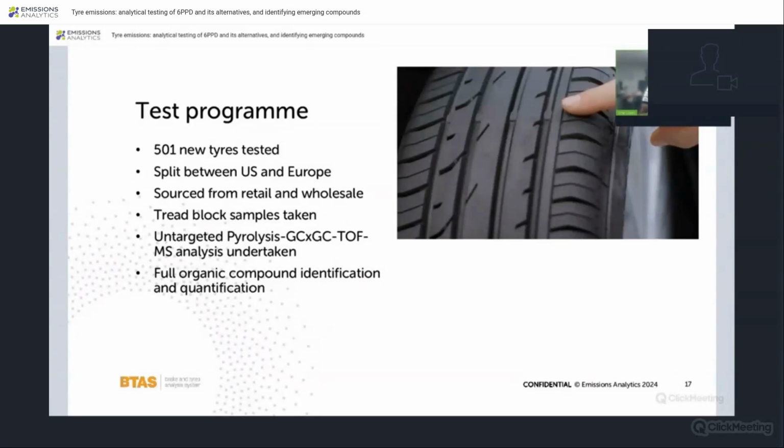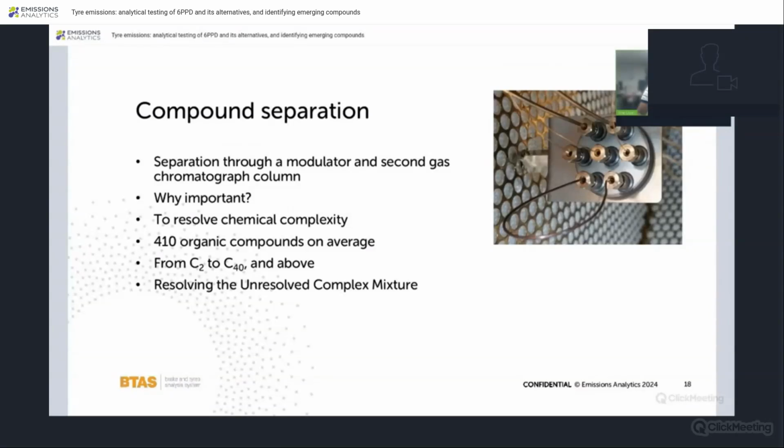And then we do what we call untargeted analysis on it using pyrolysis. So we pyrolyze the tire, and we tend to see the whole compound makeup. So we see the full organic compounds, identify them, and we are able to quantify them based on what is being released off the tires. What enables us to do this is this system which I talked about at the beginning, the two-dimensional GC, because it's able to separate.